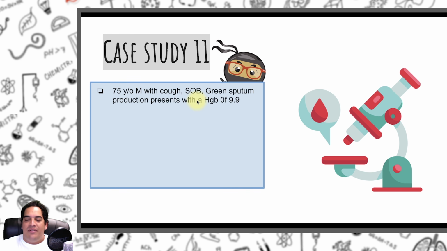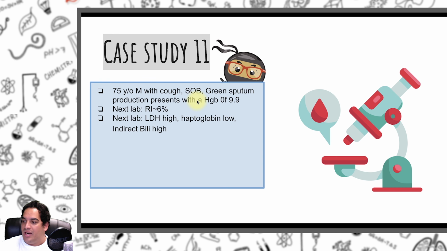All right, 75-year-old male. Cough, shortness of breath, green sputum, presents with a hemoglobin of 9.9. He's anemic. Check the retic. 6%. It's greater than 2. It's either increased destruction or increased loss. What do we do? Hemolytic labs. Oh, he's got hemolysis. What do I do? Check a DAT. Why do I check a DAT or a Coombs? To see if he's got autoimmune hemolysis.